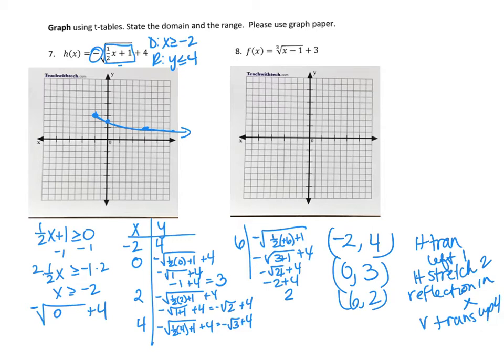Okay, let's look at number 8. 8 is actually a cube root, which doesn't have any domain issues. So let's look at this function. What is going to make the underside 0 is 1. So the cube root of 1 minus 1 plus 3. That's what makes it 0 underneath. So 0, 3 is where we're going to start.